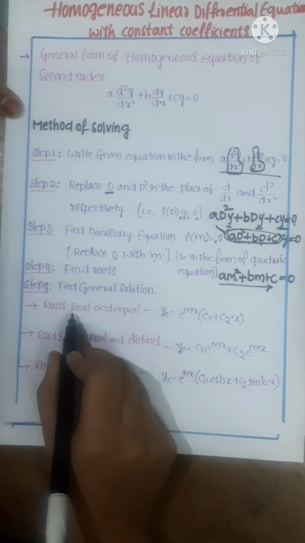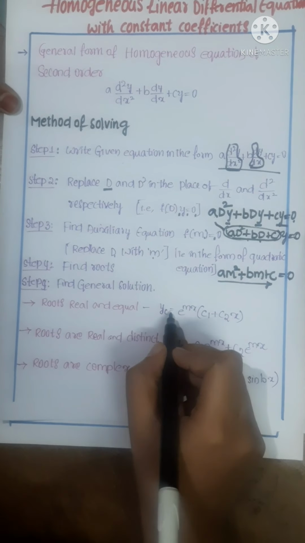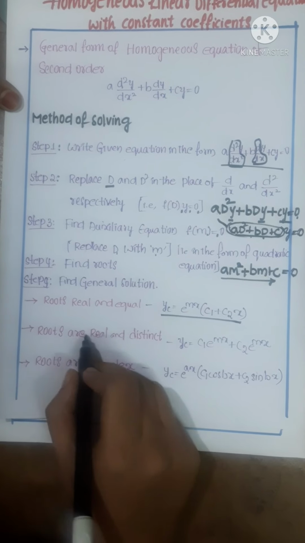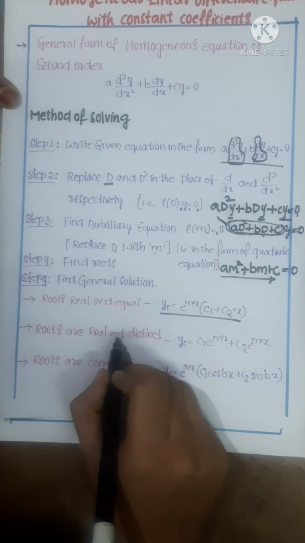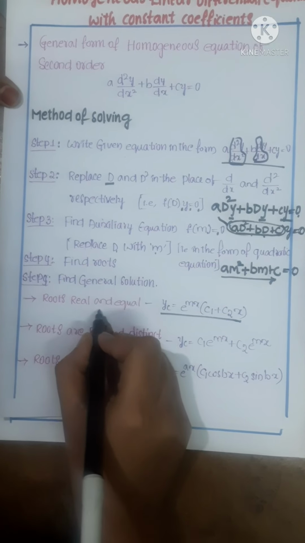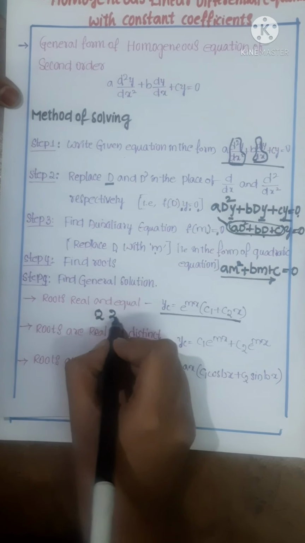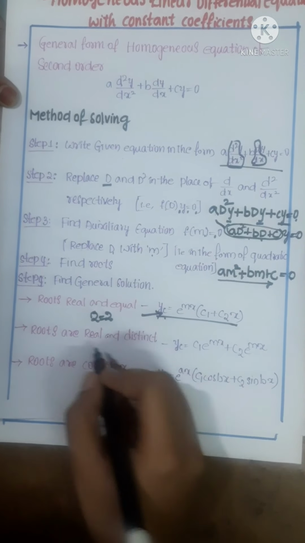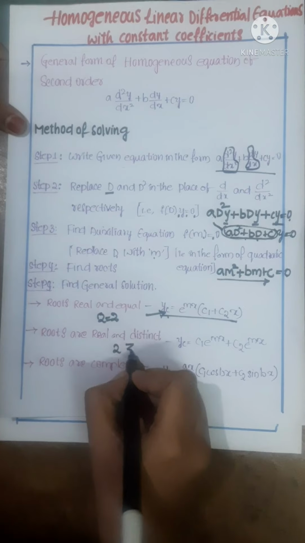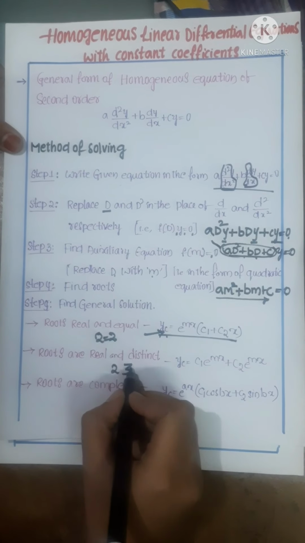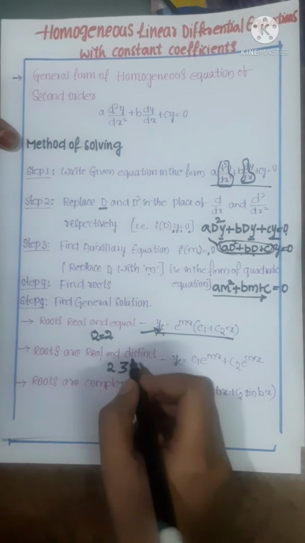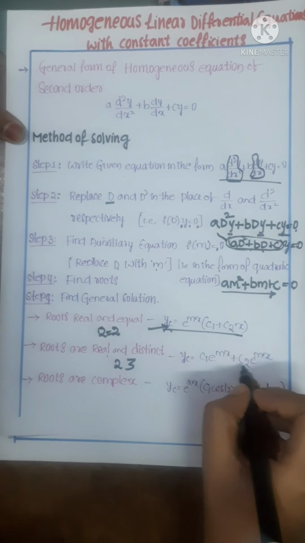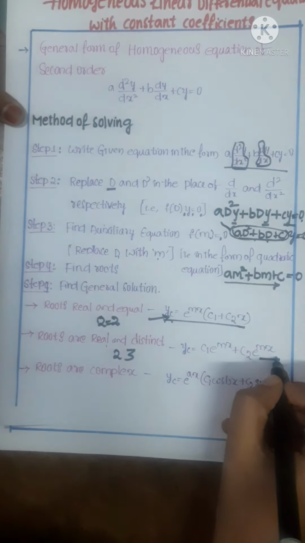When the roots are equal and real, we have to apply this formula. When the roots are real and distinct, meaning real and different, for example when the roots are 2 and 2, these both are equal, so we have to apply this formula for finding the general solution. When the roots are 2 and 3, these 2 are real, meaning positive, and different numbers, so we have to apply this general equation.